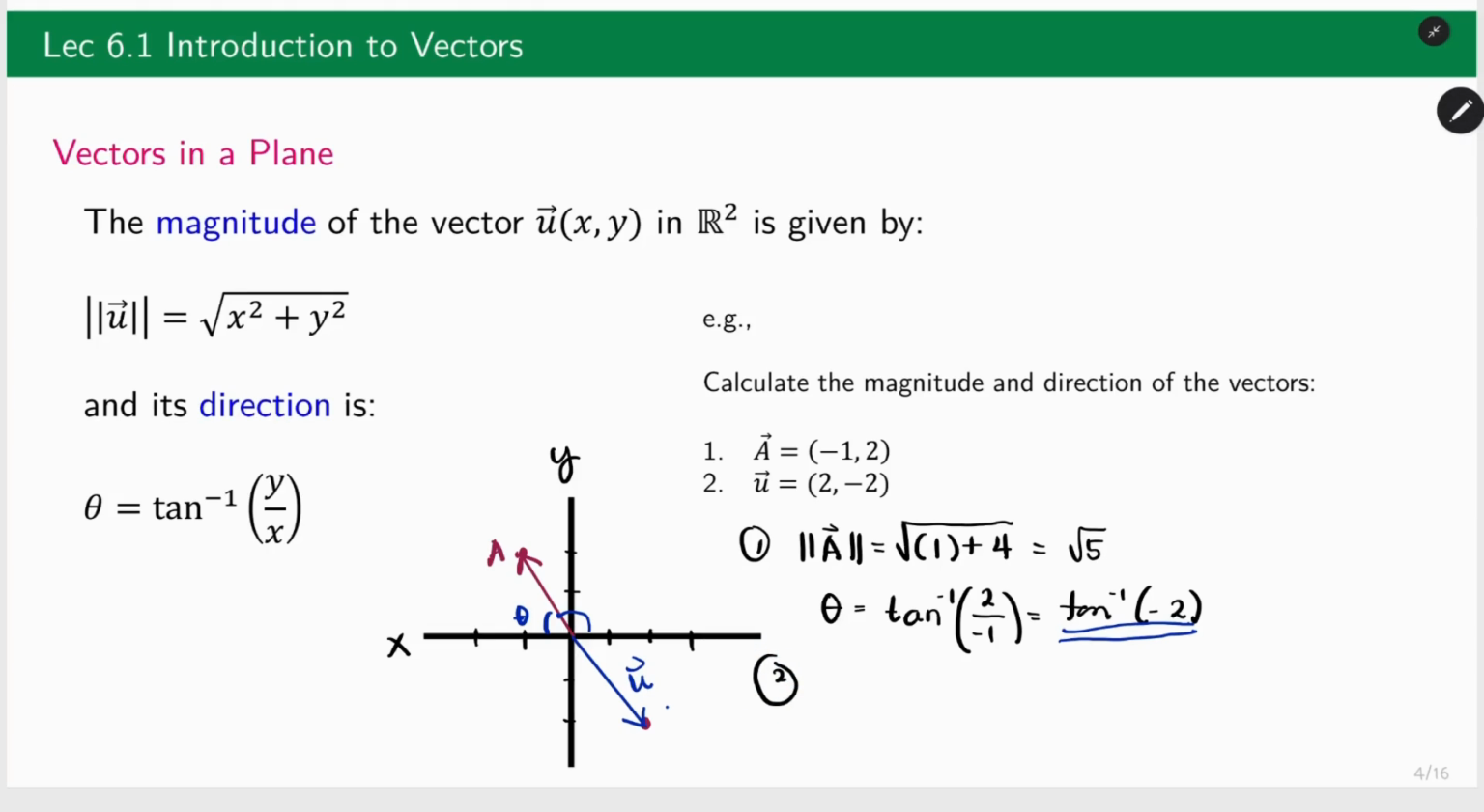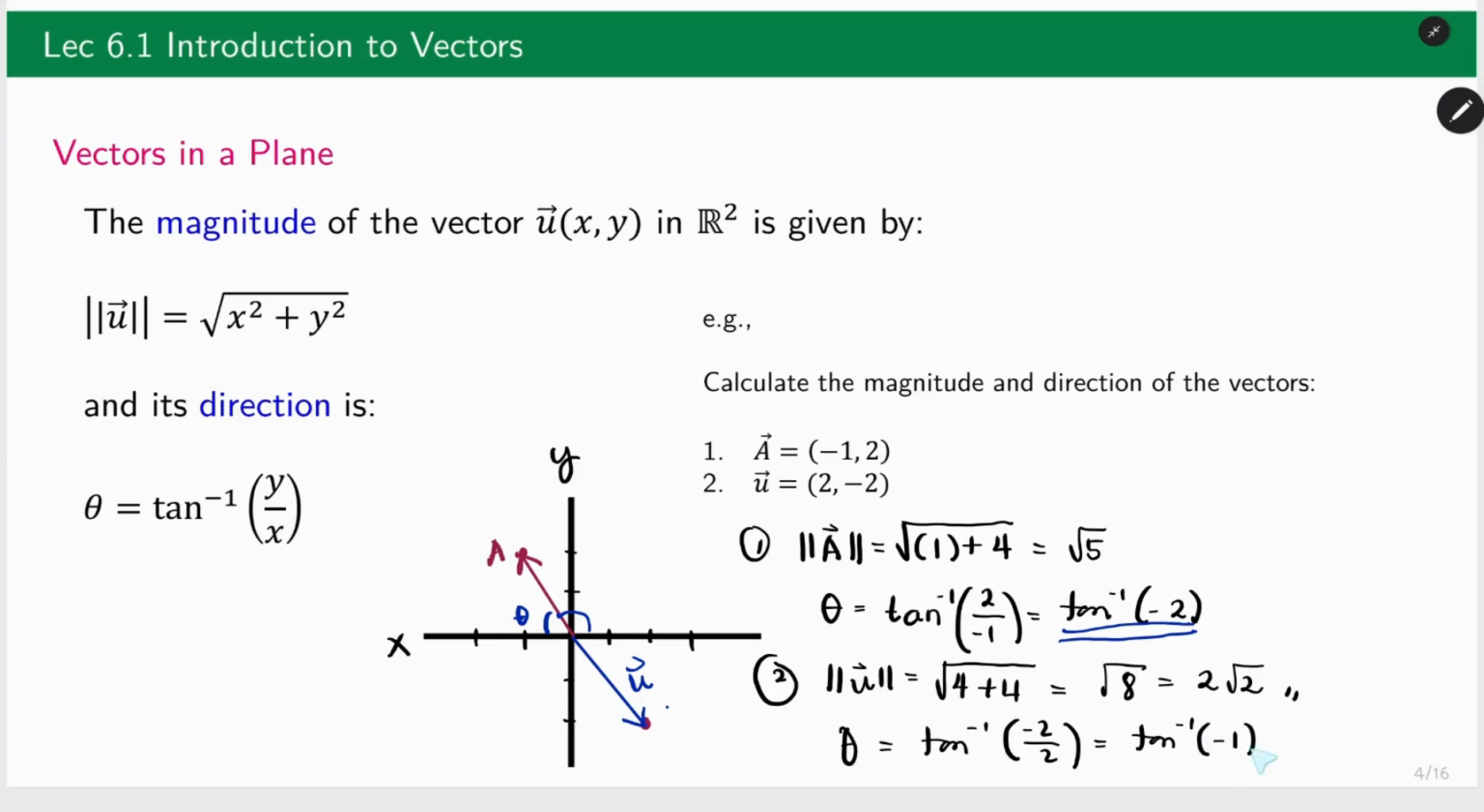For the second one, vector U, the magnitude is the square root of 4 plus 4. We have the square root of 8, so that is 2 square root of 2. And then for the direction of vector U, we have arctangent of -2 over 2, which is arctangent of -1. This is a special angle, so this is -pi over 4, or -45 degrees.